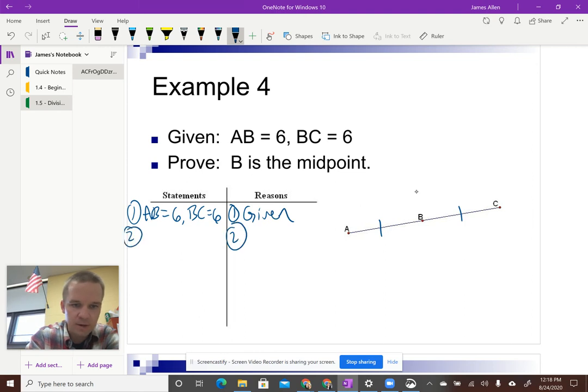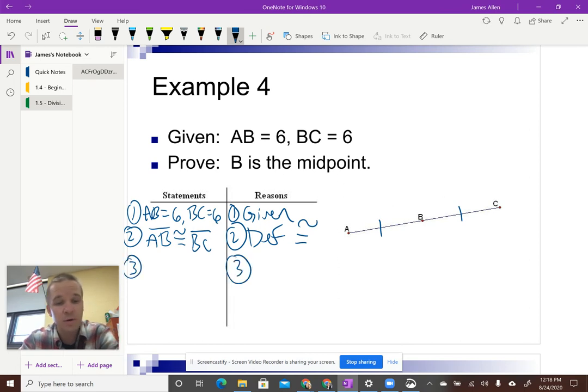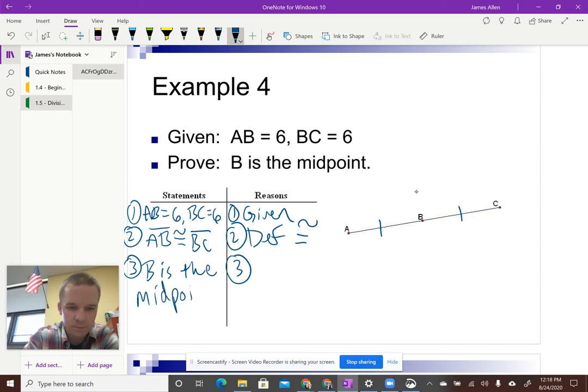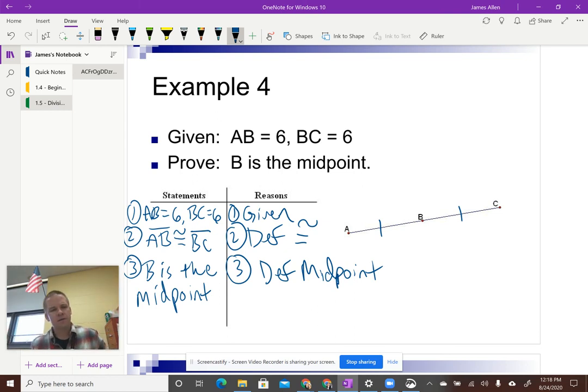So first thing I'm going to do here after the given is AB is congruent to BC. That's by the definition of congruent. And now by the definition of midpoint, I can say I have a midpoint, right? Because the midpoint splits into two congruent segments. So B is the midpoint. Definition, midpoint. Voila. Not too bad there.